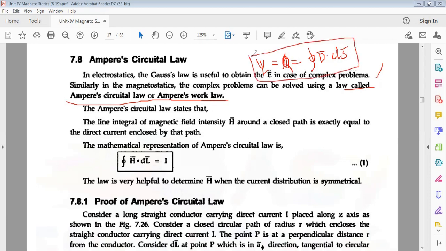What is Gauss's law in the electric field intensity? The Q is equal to the integral of D bar dot dS. Similarly in magnetostatics, Ampere's circuit law is I is equal to the integral of H bar dot dl, because it is a current. For the electric field intensity we use the charges, and in magnetostatics, the current carrying conductor has a magnetic field surrounding it. So I is equal to the closed integral of H bar dot dl. That is Ampere's circuit law. We go for the proof of Ampere's circuit law.